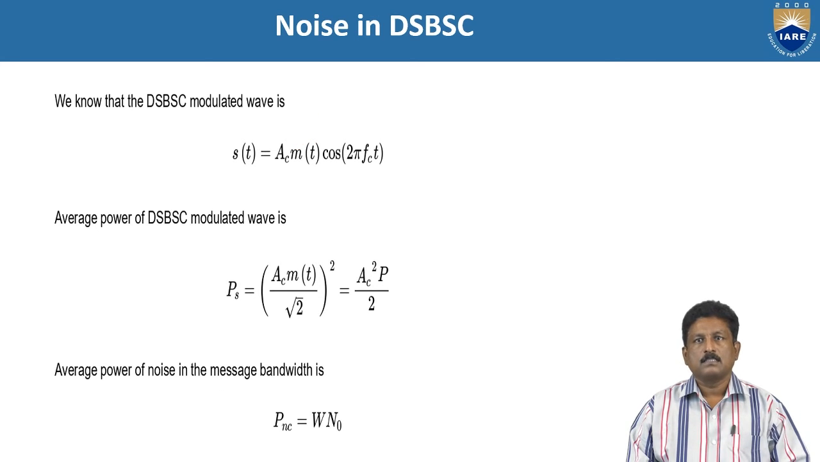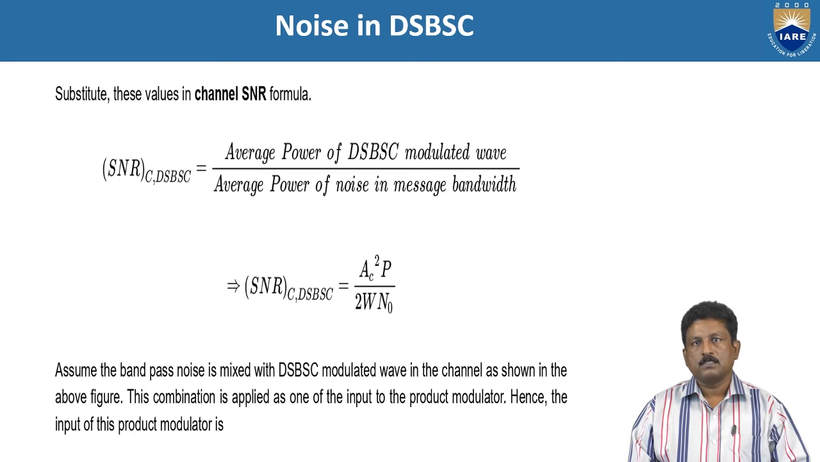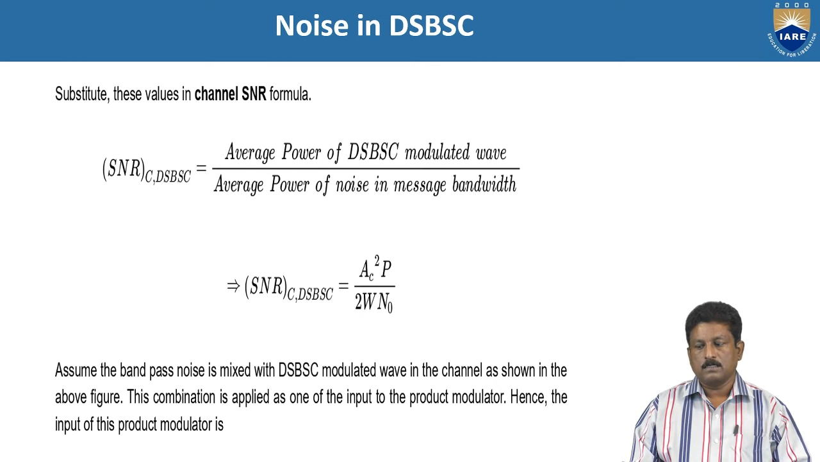We know that the DSBSC modulated wave is s(t) = Ac m(t) cos(2πfct). The average power of the DSBSC modulated wave is Ps = Ac² P/2, and the noise power is W N0. Substituting these values, for the channel SNR of the DSBSC wave, we get the average power of the DSBSC modulated wave over the average power of the noise in the message bandwidth. So the channel SNR for the DSBSC wave is Ac² P/(2 W N0).